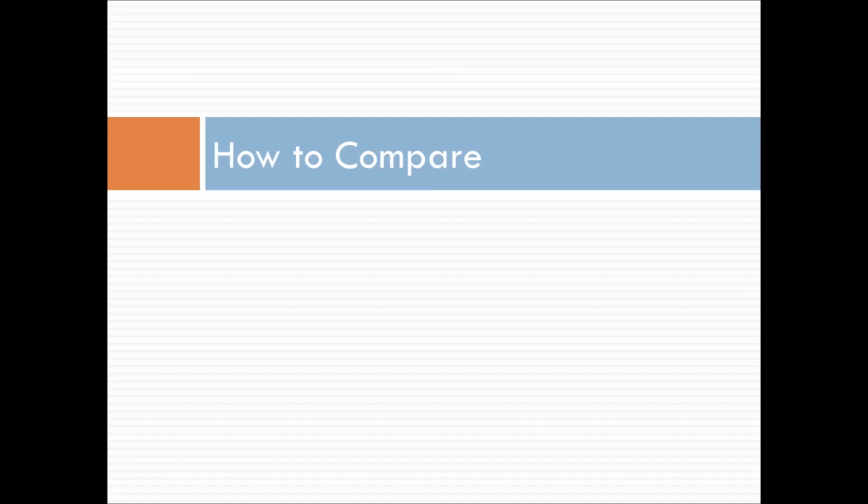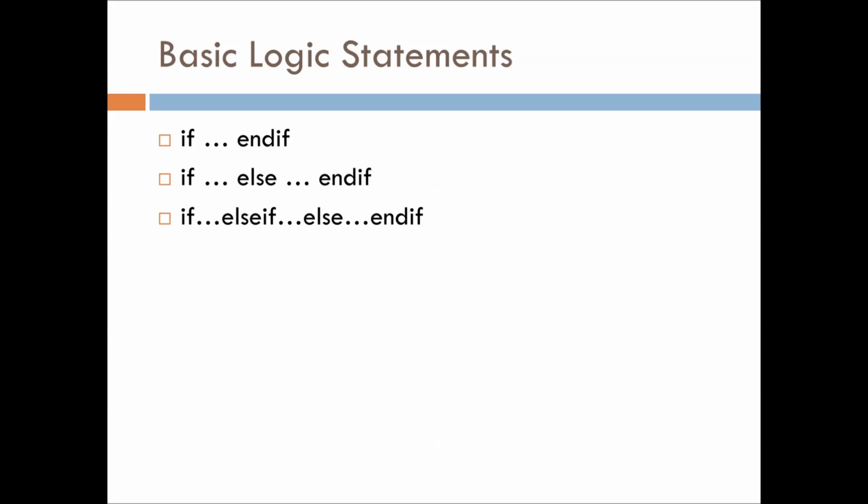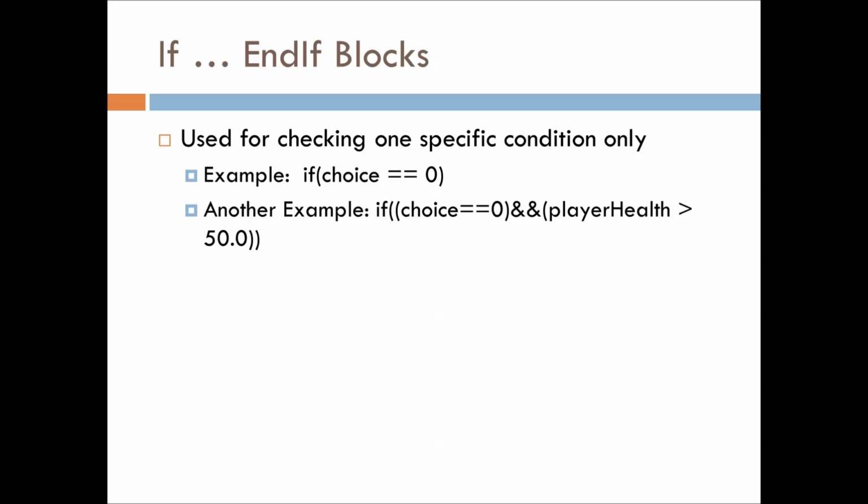So how to compare? Well, there are basic logic statements that we have to use in order to start a variable comparison of any kind, or a logic comparison. We have the if and end if block, the if, else, and end if block, and the if, ElseIf, else, and end if block. So let's look at the if and end if block real quick.